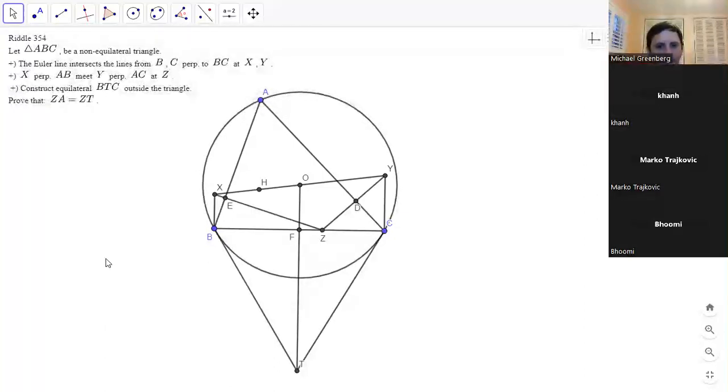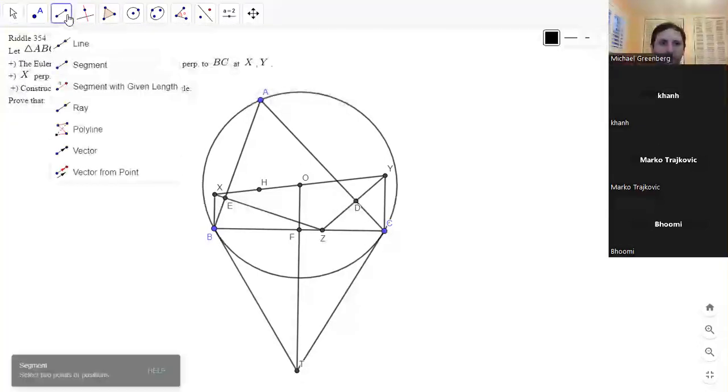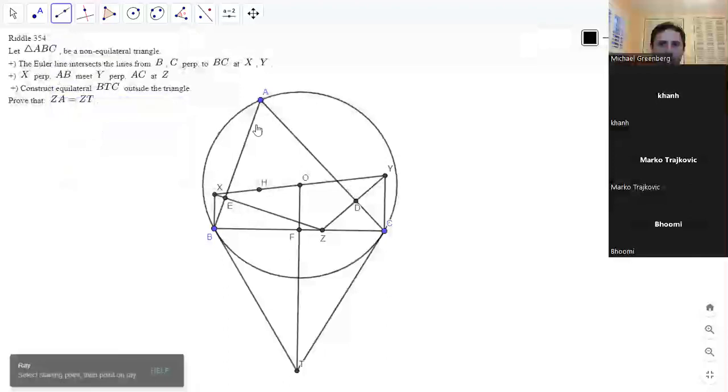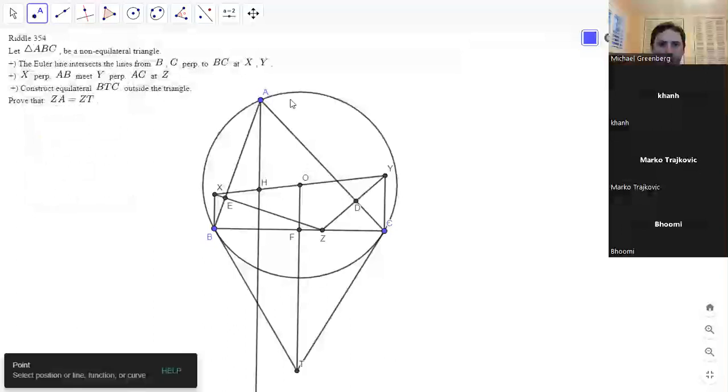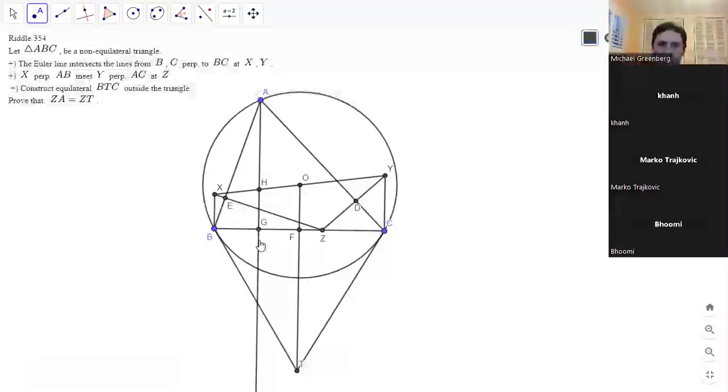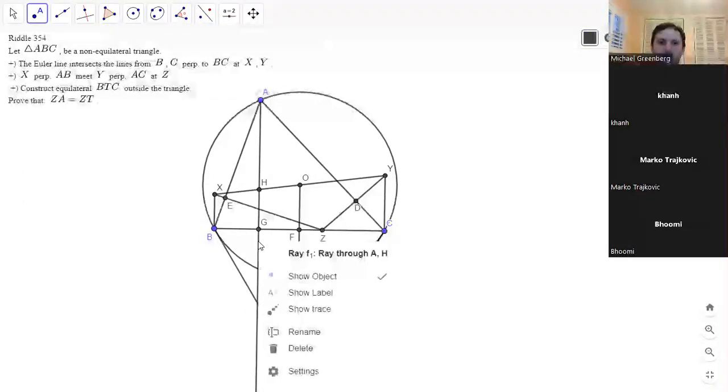So OX equals OY, and from there, how do we show that Z lies on BC? If we draw the altitude from A, that might be useful. Then that point would lie on that circle. So AEGFD.